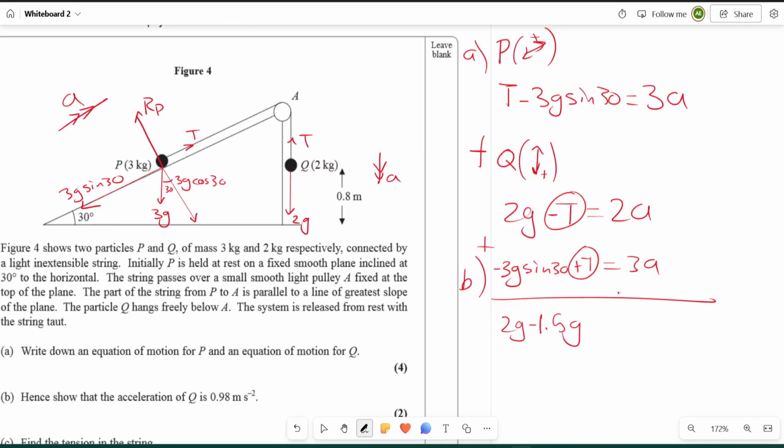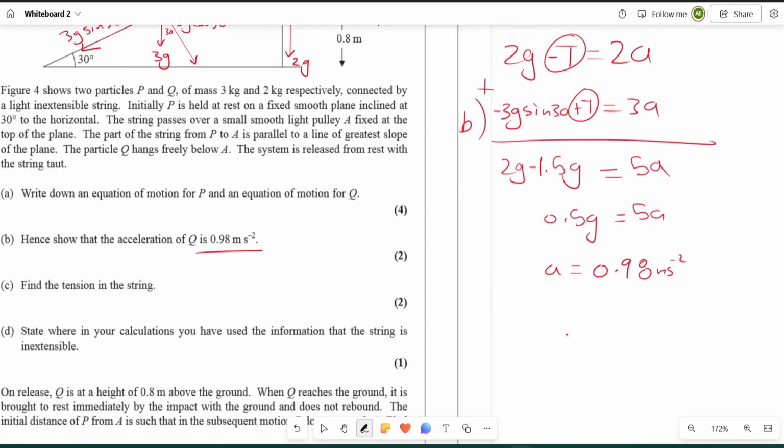Negative T plus T is going to equal 0, and this is what I want because I want to eliminate T. This is called solving by elimination. This is mathematics. 2A plus 3A is basically 5A. So here I have 5A equals 0.5G. So now A is going to equal, here I'm going to use G as 9.8, so 0.5 times 9.8 over 5. That's going to give me an answer of 0.98 meters per second squared, and this is what I was required to show.